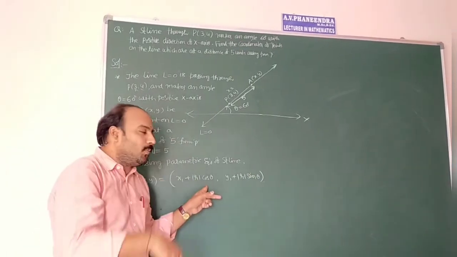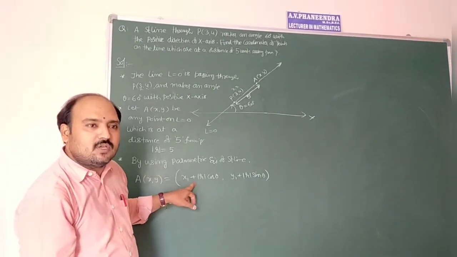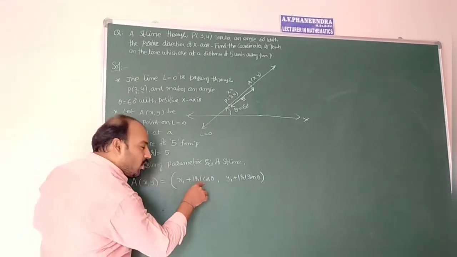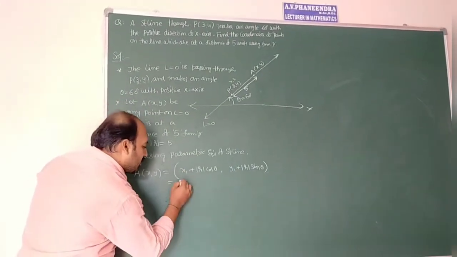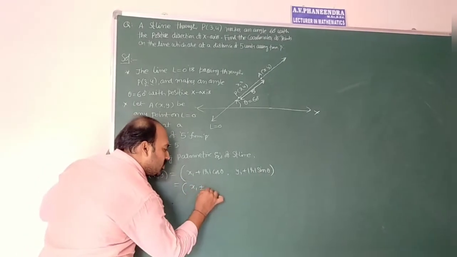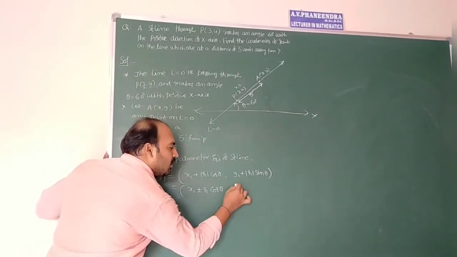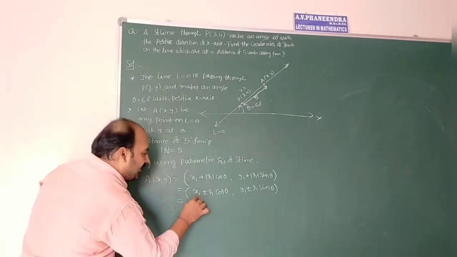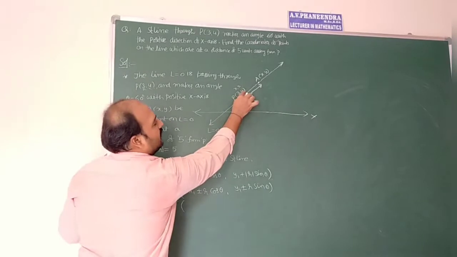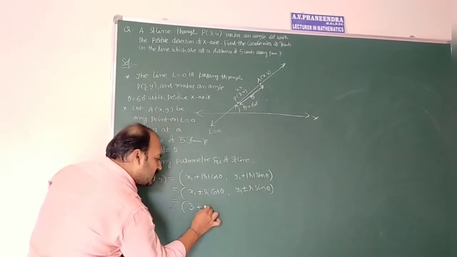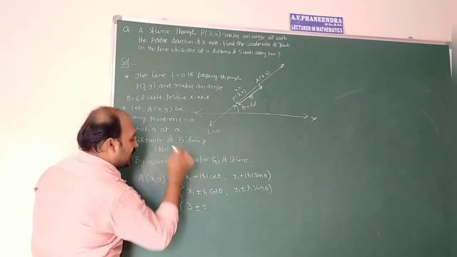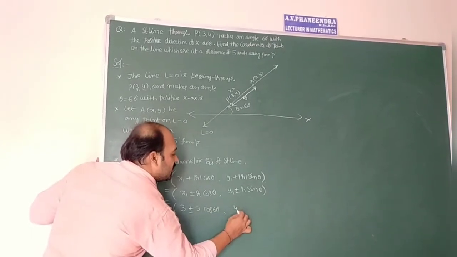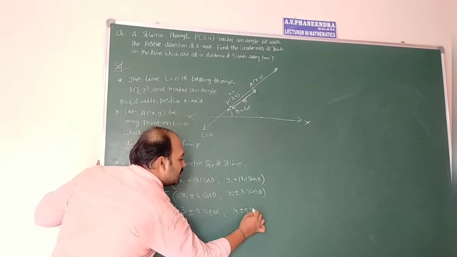When do you have to apply plus or minus? If you want to calculate points on the line, in place of mod r you have to write plus or minus. So x1 plus or minus r cos theta, y1 plus or minus r sin theta. x1 means here 3, r value is 5, plus or minus 5 into cos 60. y1 means 4 plus or minus 5 into sin 60.